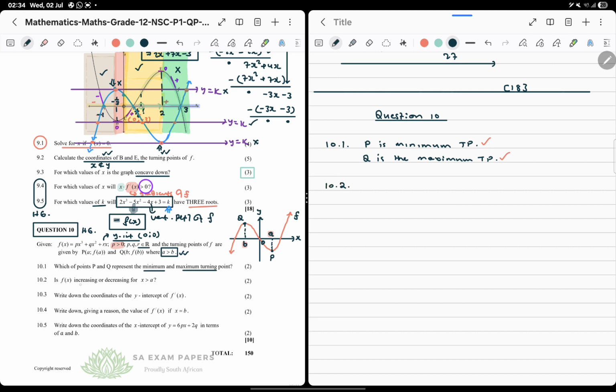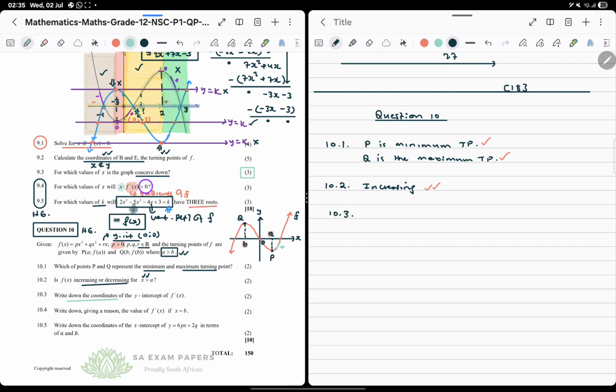10.2 says, is f of x increasing or decreasing when x is greater than a? So we just draw a tangent. When x is greater than a, we see a positive gradient, so it is increasing. Right. Again, 2 marks.